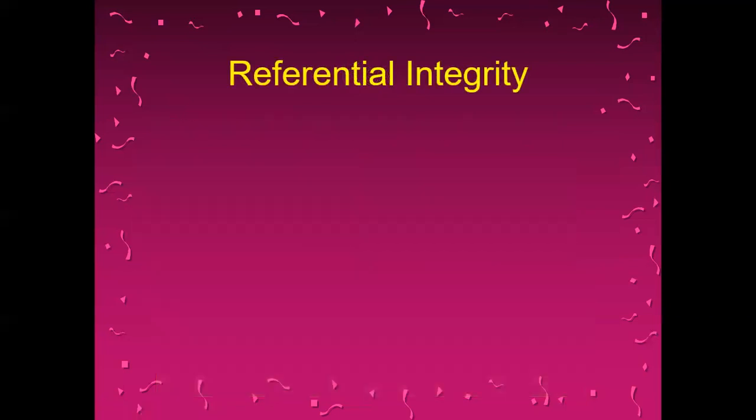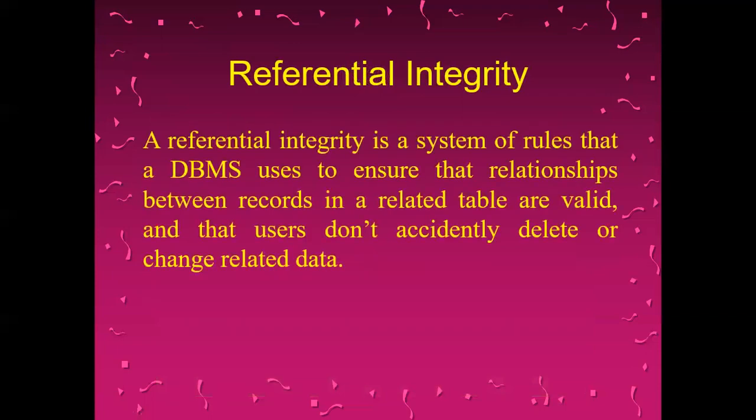What do you understand by the term referential integrity? Referential integrity is a system of rules that a DBMS uses to ensure that the relationships between the records in related tables are valid, and that users don't accidentally delete or change the related data. It is mainly used for linking the tables.